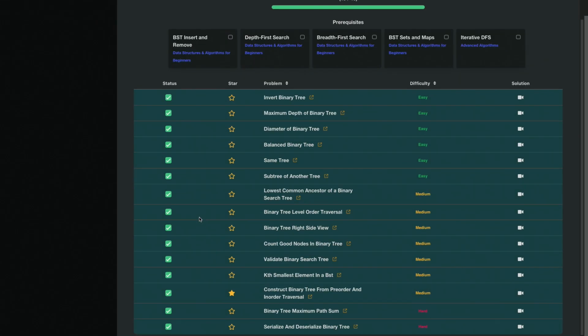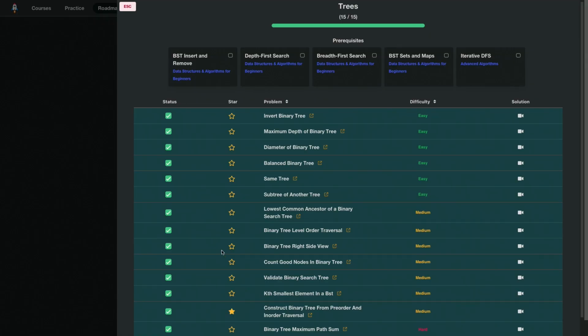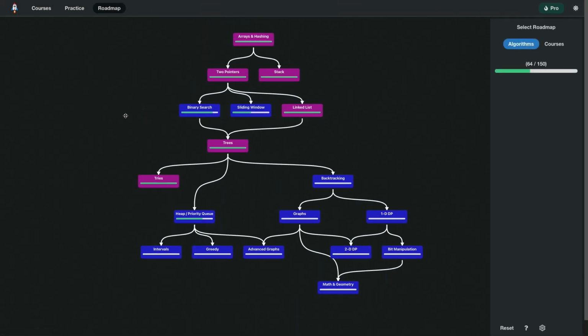I really like tree problems. This is one where I just did a video on it. I really like this tool. You can use it for free, of course.